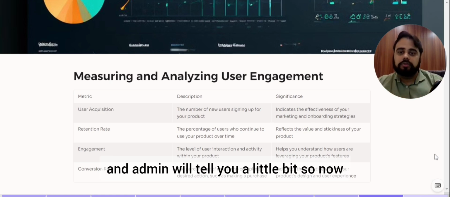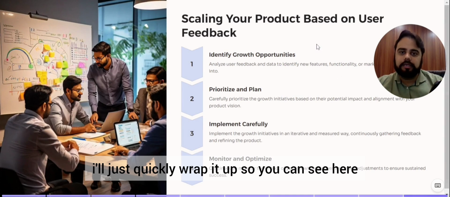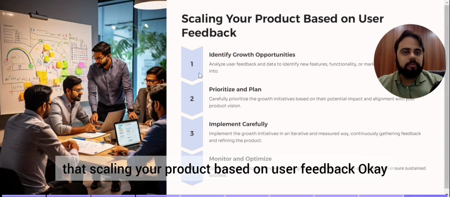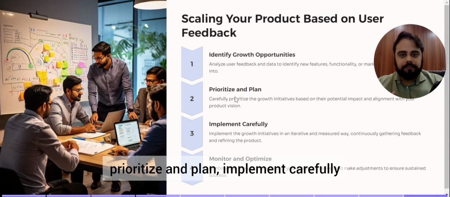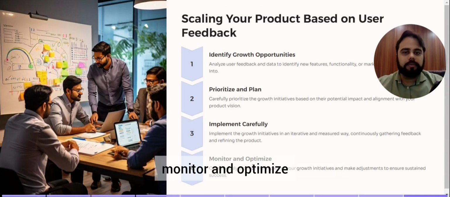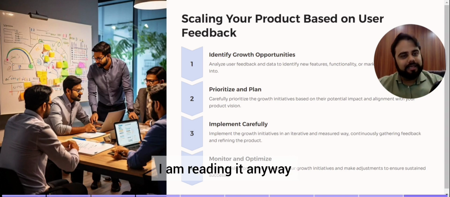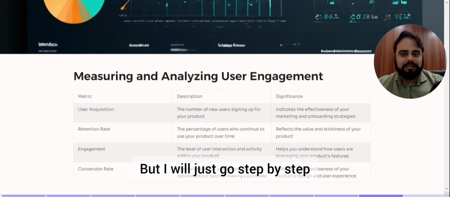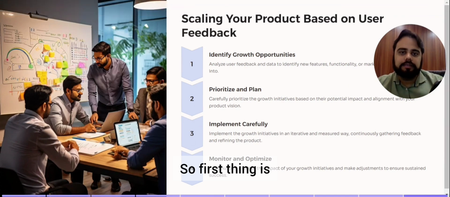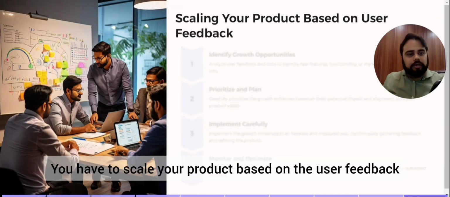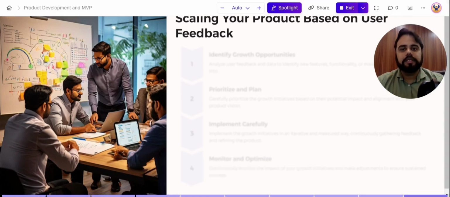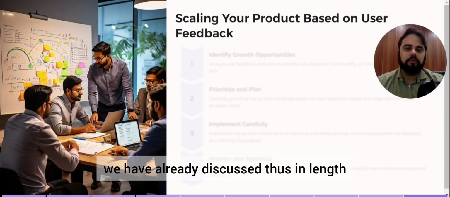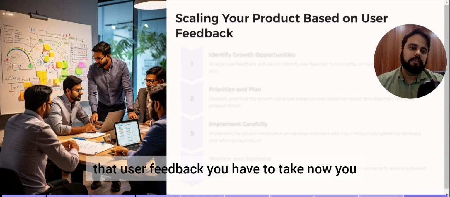Okay, so now I'll just quickly wrap it up. So you can see here, scaling your product based on user feedback. Okay, so identify the growth opportunities, prioritize and plan, implement carefully, monitor and optimize. I am just reading this, but I'll go step by step. So first thing is that you have to scale your product based on the user feedback. We have already discussed this at length, that user feedback you have to take.